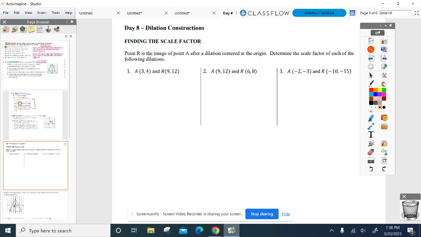You know how dilations work. You know how to dilate a point, hopefully. Now you find me the scale factor. All right, that's today, and how to do constructions. So find me the scale factor.